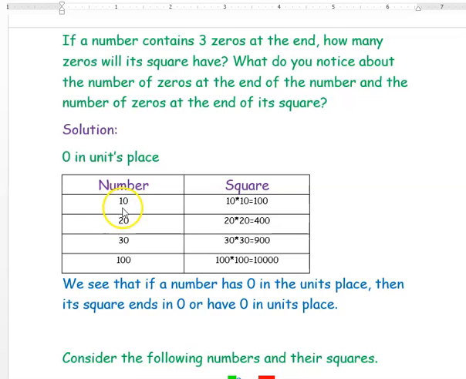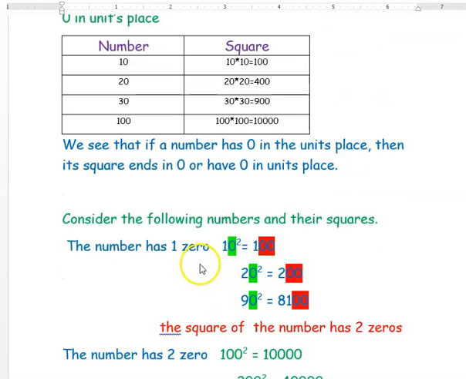Now the number 10, its square is 100. If you take number 20, its square is 400. If you take number 30, its square is 900. If you take 100, its square is 10,000. So if a number has 0 in its units place, then its square will also have 0 in its units place.